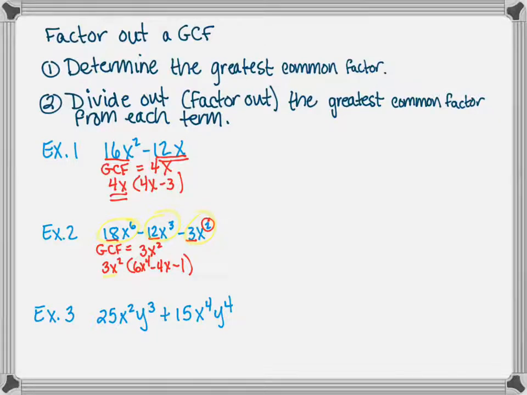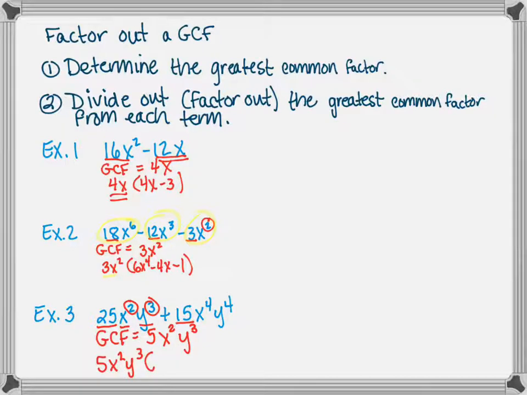25x squared y cubed plus 15x to the fourth y to the fourth. My GCF, if I look at 25 and 15, is 5. Both the terms have an x term in it, and my lowest exponent is the 2, so x squared factors out. Both terms have a y term in it, so I write down the y, and my lowest exponent on the y is cubed, so y cubed factors out. So my GCF is 5x squared y cubed.